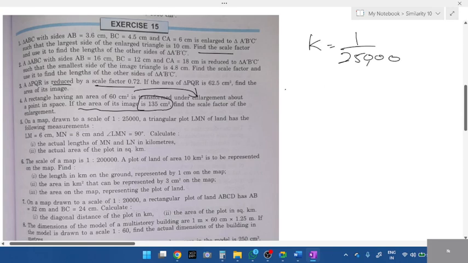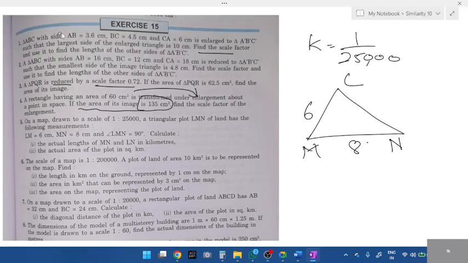Next, on a map drawn to a scale 1 by 25,000, a triangular plot LMN of land has the following measurement. A triangular plot, draw a triangle. Name it as L, M and N. What are the values, students? Respond all of you. LM is equal to 6. MN is equal to 8. And what's the angle? Tell me the angle. 90 degrees.